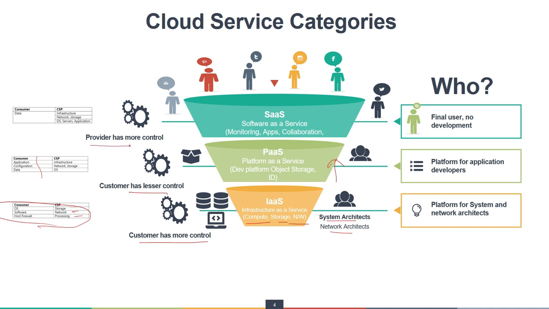So here, the provider has more control. The customer actually doesn't have the control. In terms of the responsibility, the customer remains responsible for their data, and everything else is handled by the cloud service provider. Infrastructure, network, storage, OS, server, application, everything is handled by the cloud service provider.